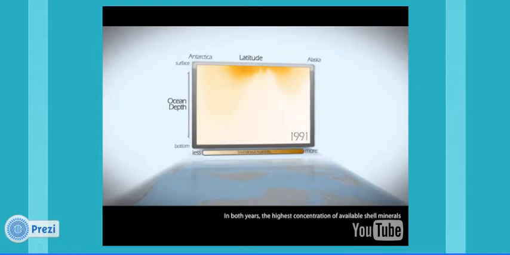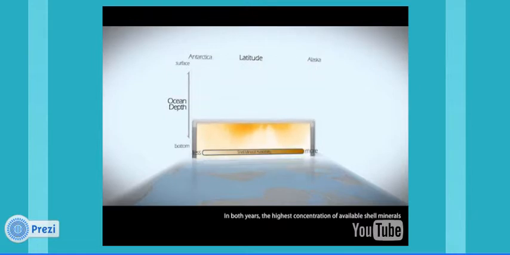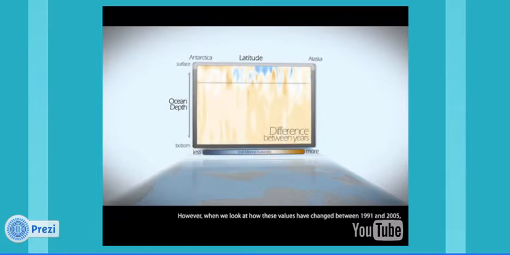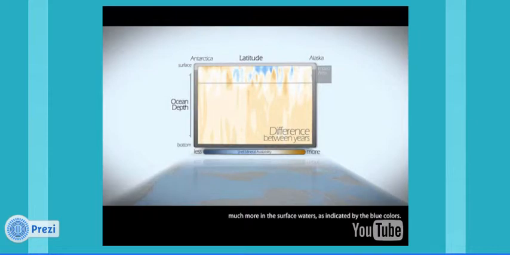In both years, the highest concentration of available shell minerals were found in the surface waters as shown by the dark yellow colors. Deeper waters naturally have very low availability of these minerals. However, when we look at how these values have changed between 1991 and 2005, we see that the availability of the shell mineral decreased much more in the surface waters, as indicated by the blue colors. In other words, ocean acidification is impacting shallower areas much more than deep areas.